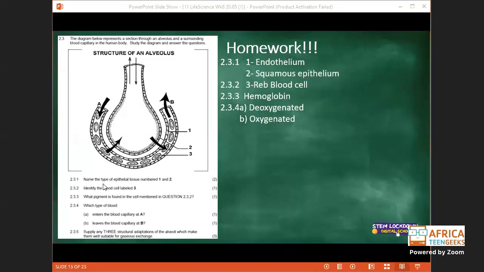Okay, sure. Right, question 2.3.5, supply any 3 structural adaptations of the alveoli which make them well suitable for gaseous exchange. Please send through your answers, or you can raise your hand, guys.